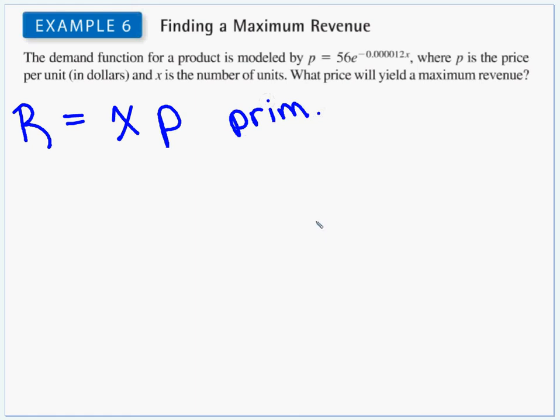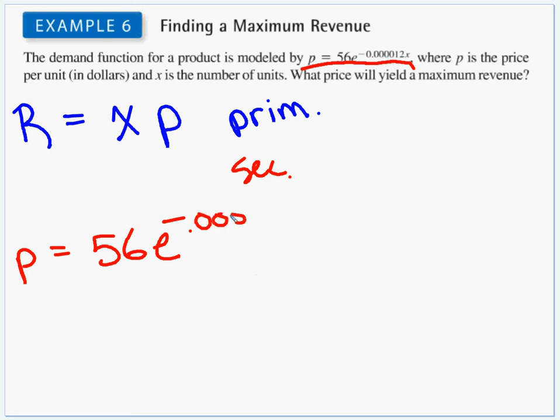Primary. Our secondary, there's not much to choose from. All we have left is this. That is our secondary equation. And I'm going to run out of room, so I'm going to write it down here. P equals 56e to the negative 0.0000012x. Let me double check that there are 1, 2, 3, 4 zeros. What price will yield max revenue?